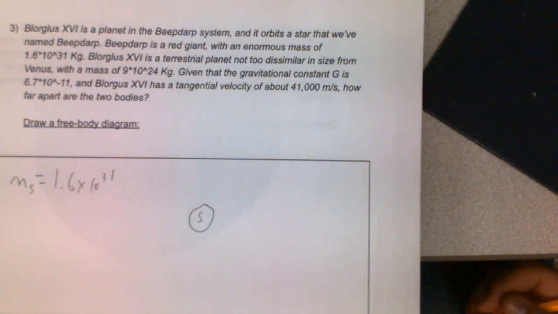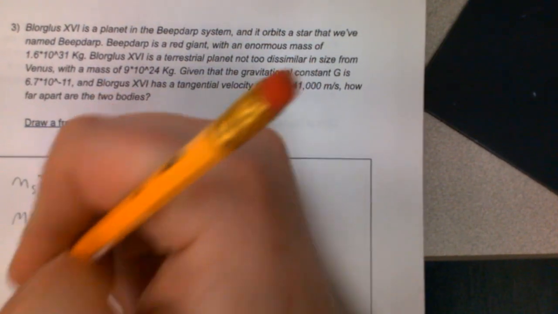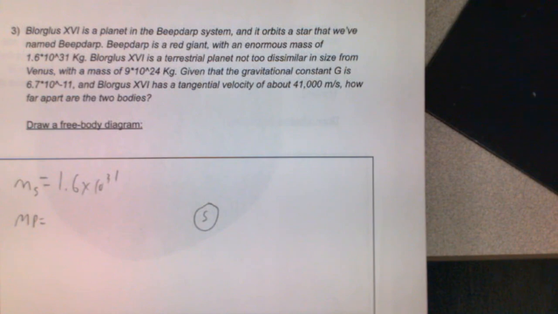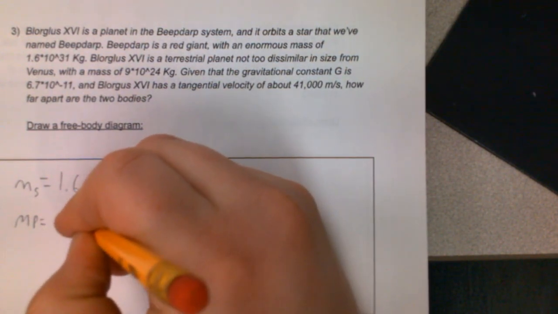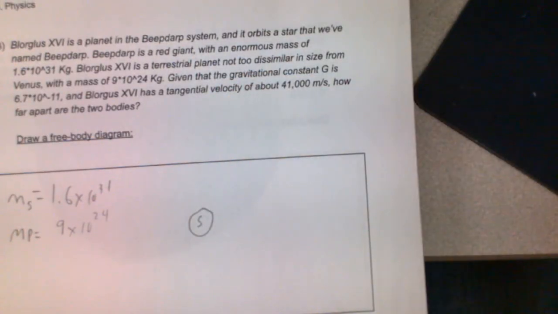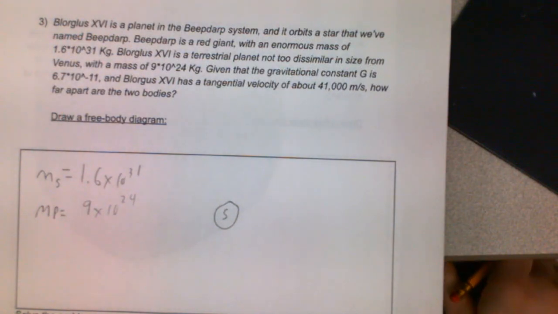So Blorgus 16 is a terrestrial planet, not too dissimilar in size from Venus, with a mass of 9 times 10 to the 24th kilograms. So we're going to go MP for mass of our planet. That one is 9 times 10 to the 24th. So this is also an enormous amount of mass, obviously, because it's a planet.